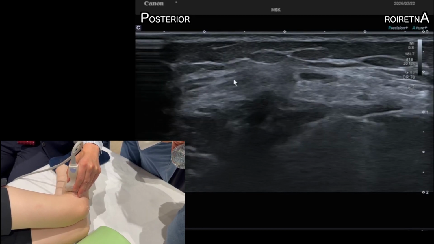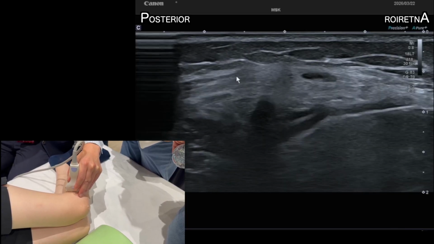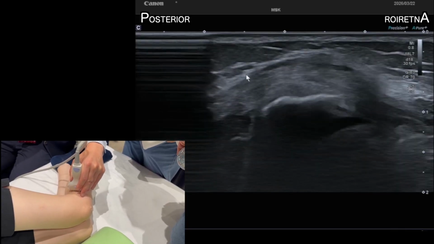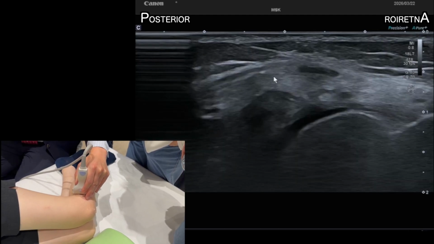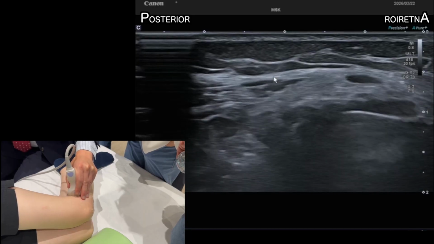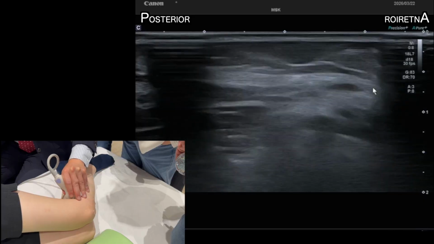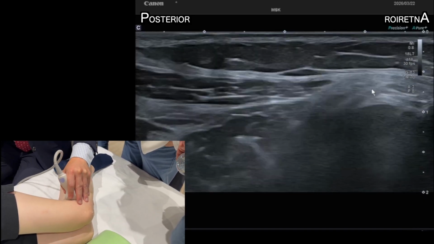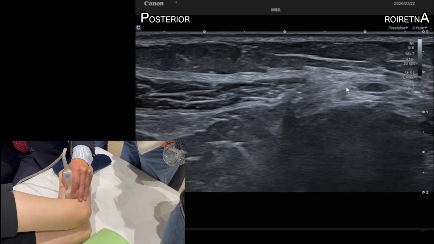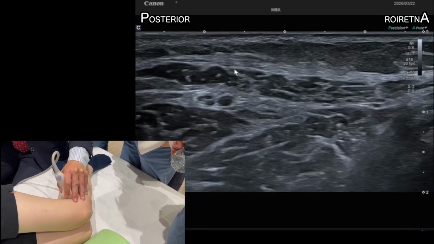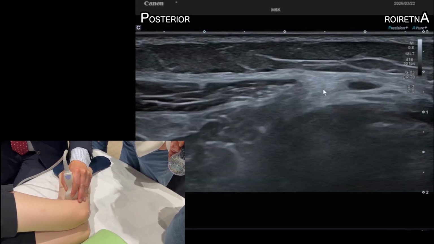As I scan distally, you can see this one merging, blending together. So the biceps femoris tendon merges with the LCL. So once again, LCL, and gel is running out. Biceps femoris tendon, LCL, biceps femoris tendon, LCL. These two will merge as I scan distally.